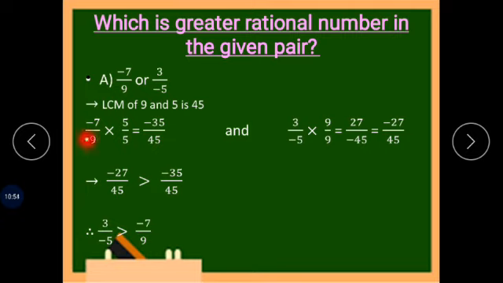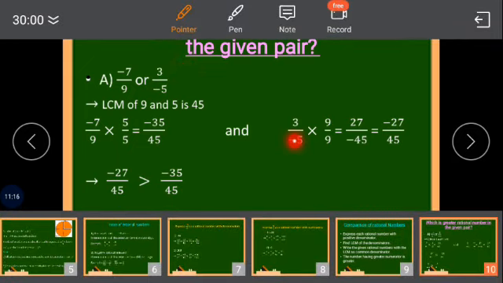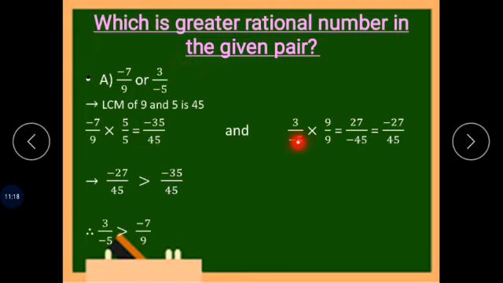Now write down minus 7 upon 9. Multiply both numerator and denominator by the same number. Now here the LCM is 45. So here you should multiply by 5: 9 5s are 45, and 7 5s are 35, with the negative sign. Now the next number, 3 upon minus 5. The numerator and denominator you should multiply by the same number, 9: 27 upon minus 45.